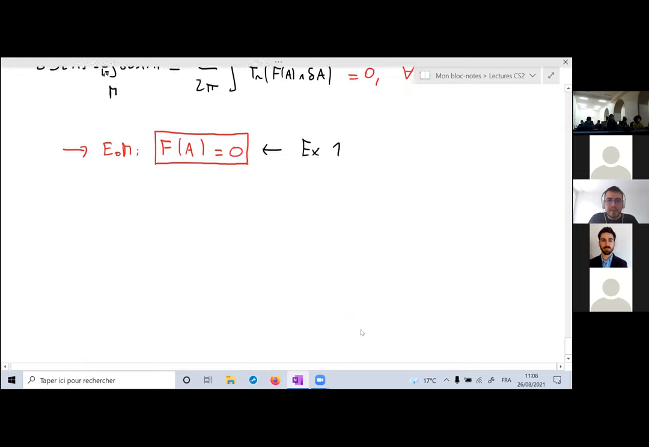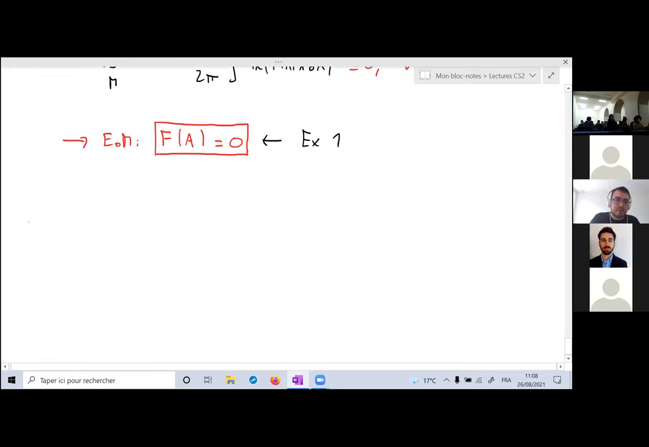Okay, so now that we have the equation of motion, one question we could ask is, can we even find solutions of this equation of motion? And for that, we'll look at specific things.